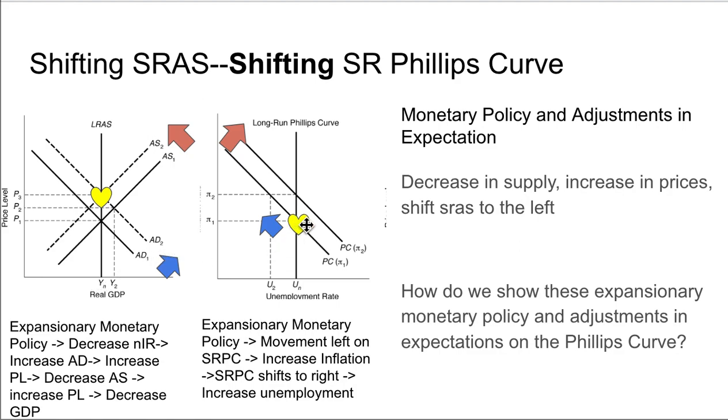So we can see this mirrored in the Phillips curve. And so starting at this long-run equilibrium, with the inflationary monetary policy, we have an increase in inflation on this axis and a decrease in unemployment.